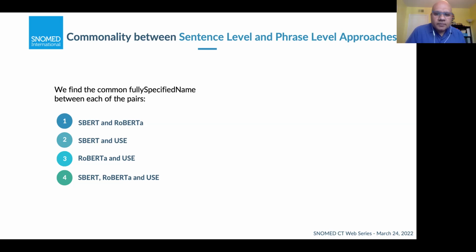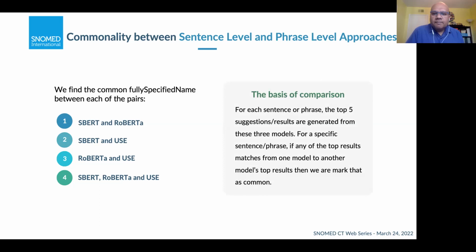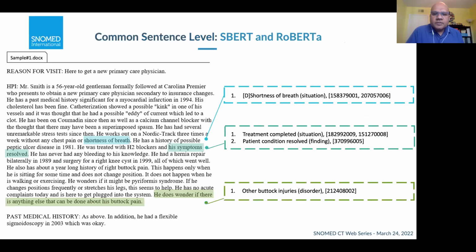Just to give an example, we can have two of these systems voting for one particular SNOMED CT code, or we can have three of them. The 1, 2, 3s are different types of votes: two votes, and the third one is a three-vote. What we have done is we take a look at the top 5 suggestions and try to find out what the commonality is between them. And we've found some very interesting things.